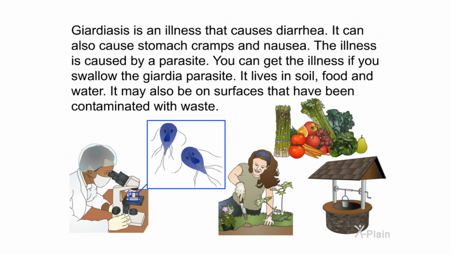Summary. Giardiasis is an illness that causes diarrhea. It can also cause stomach cramps and nausea. The illness is caused by a parasite. You can get the illness if you swallow the Giardia parasite. It lives in soil, food, and water. It may also be on surfaces that have been contaminated with waste.